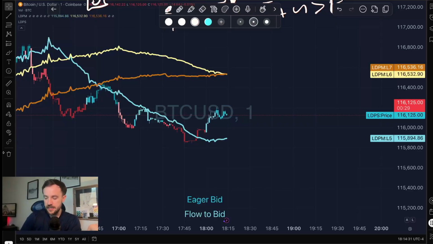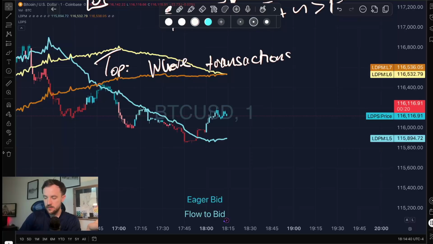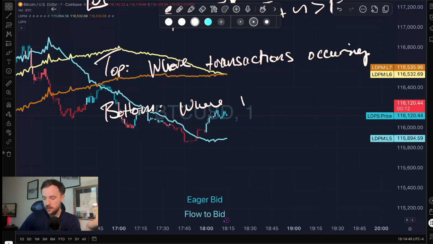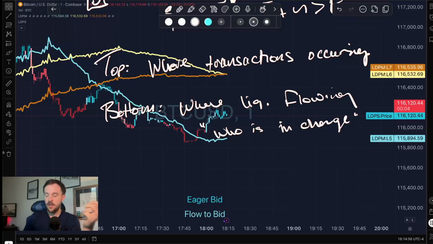But that is the text. So just to recap, the top tells us where things are predominantly occurring, where transactions are. And then the bottom tells us where liquidity is flowing. In other words, who is in charge. When the ask has liquidity, and it's always the organic parties that have the liquidity, that means the ask is setting the beat of the drum, which means price is likely going to go up.